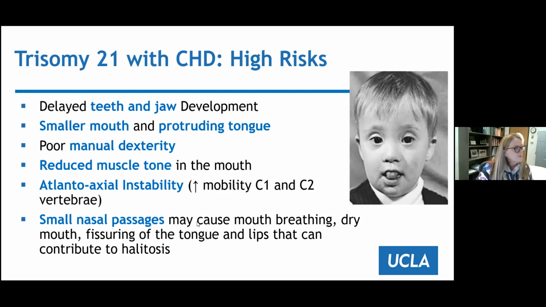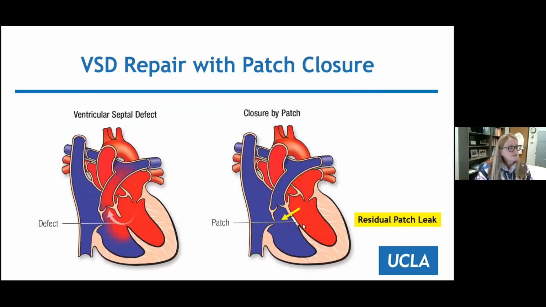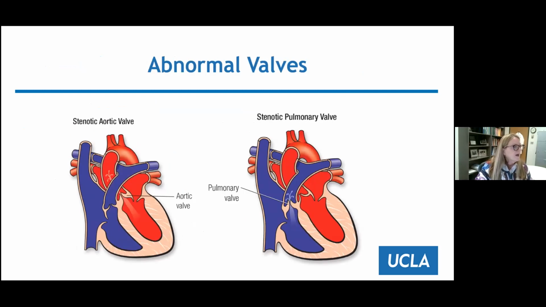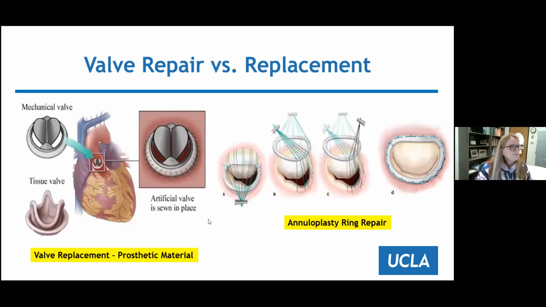Their small nasal passage may cause mouth breathing, dry mouth, fissures of the mouth and lips, and can contribute to halitosis. And this is just an example of a patch, and there's a residual leak around that patch that goes under this aortic and pulmonary valve. And as we already talked about, valve regurgitation, valve stenosis are all prime areas for bacteria to settle on.